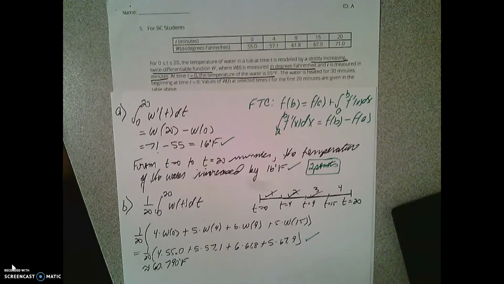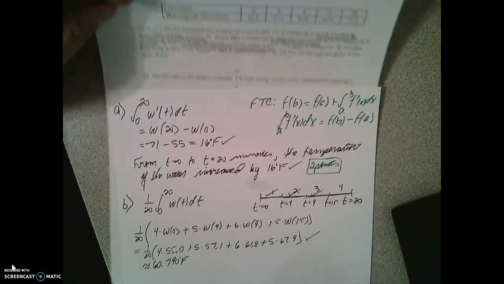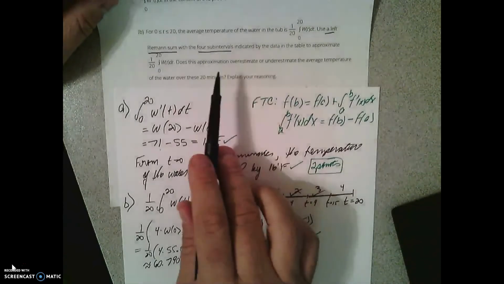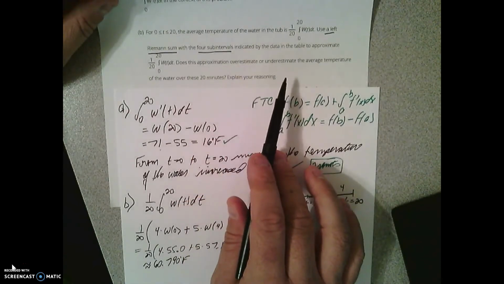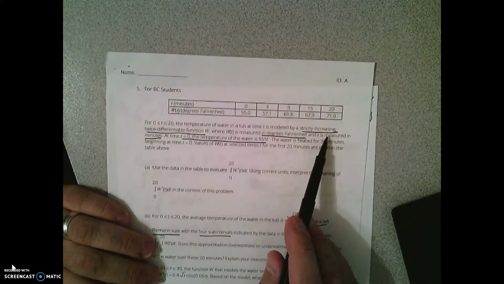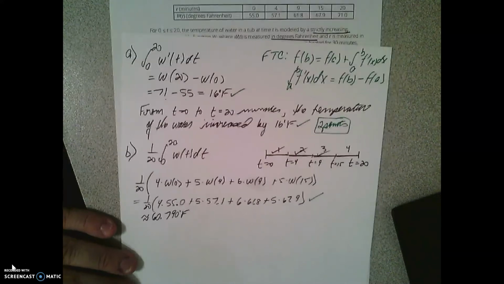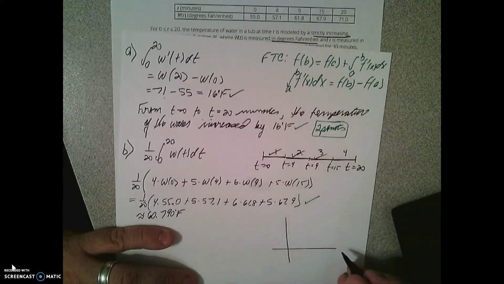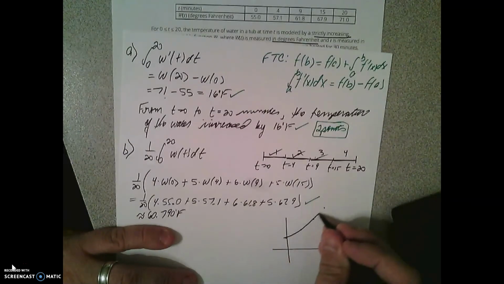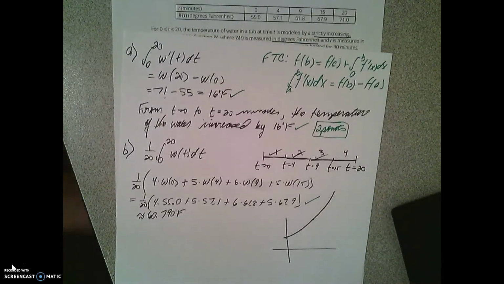Now we're going to go a little bit further, because what did they ask for in the question? They said find that value and then determine whether this approximation overestimates or underestimates the average temperature. Well, is there anything that we know about W? We were told in the beginning that W is strictly increasing. So if I were to consider a graph, and the graph is not going to be your justification, I know I've got all of these points and the function is strictly increasing. So my graph will look something like that.